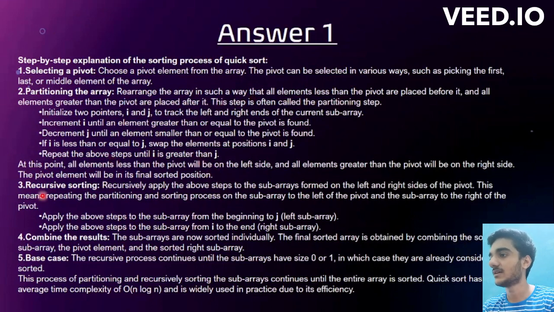The next step is recursive sorting. Recursively apply the above step to the subarrays formed on the left and right side of the pivot. This means repeating the partitioning and sorting on the subarray to the left of the pivot and the subarray to the right of the pivot. Combine the results. The subarrays are now sorted individually and are combined. Base case: the recursive process continues until the subarrays have size 0 or 1, in which case they are already considered sorted. This process of partitioning and recursively sorting the subarrays continues until the entire array is sorted. Quicksort's time complexity of O(n log n) is widely used in practice due to its efficiency.